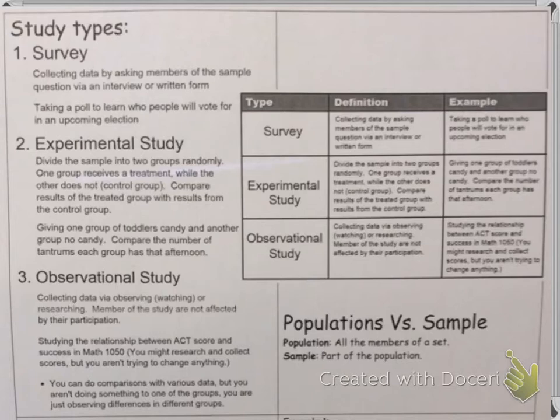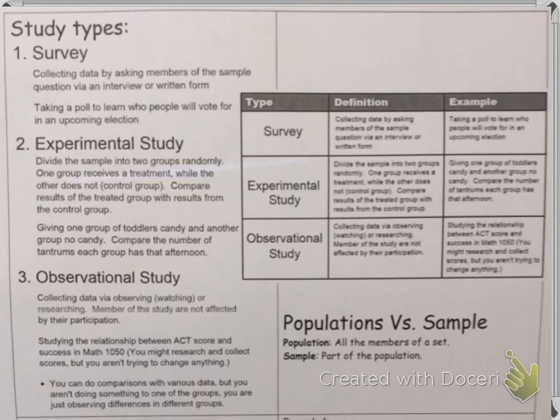There's an example of that here. Giving one group of toddlers candy and the other group no candy. Compare the number of tantrums each group has that afternoon. So again, you picked a group and you only let half have something and half did not.